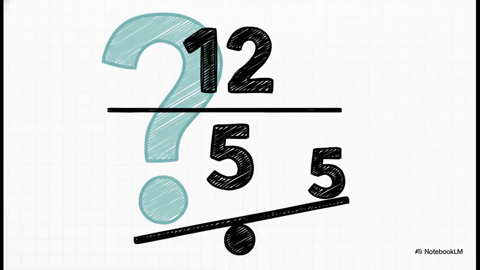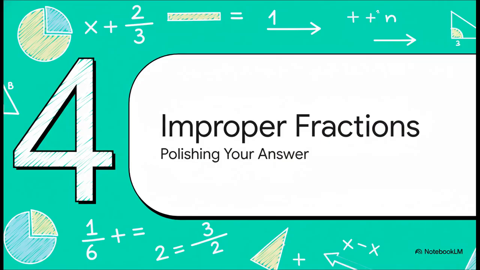Great, but hold on a second. We're not quite done. Do you see how the number on top, the 12, is bigger than the number on the bottom, the 5? That's a special kind of fraction, and it means we have one more little step to clean things up and really finish this problem properly. Yeah, this last step is all about making your answer look good. It's about polishing it up.